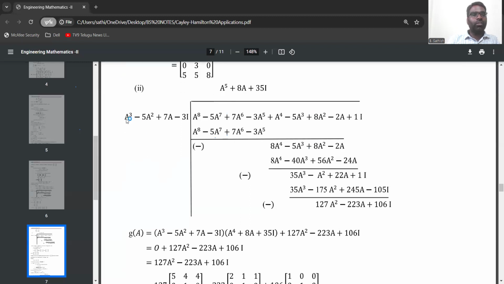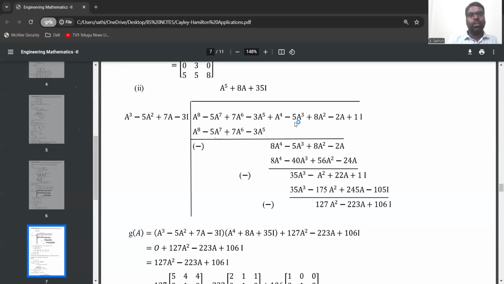Similarly, the second part we are calculating again by the division algorithm. We have the characteristic equation a cube minus 5a square plus 7a minus 3i. We have the power 8 onwards, so we multiply a with a power 5, choosing a power 5 in the quotient. We get a power 8 minus 5a power 7 plus a power 6 minus 3a power 5. After subtraction, these two get cancelled. We choose the second part, where the quotient is missing here.